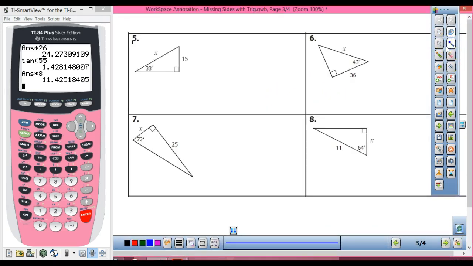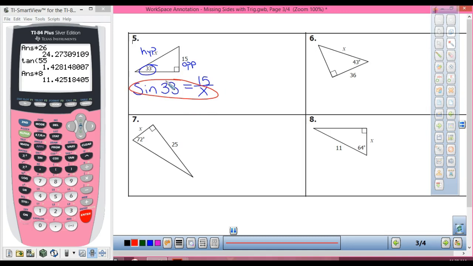Alright, number 5. From 33, 15 is opposite, x is hypotenuse. Opposite and hypotenuse, so now we've got sine of 33 equals 15 over x. All right, so now if x is on the bottom, these two flip-flop, right?